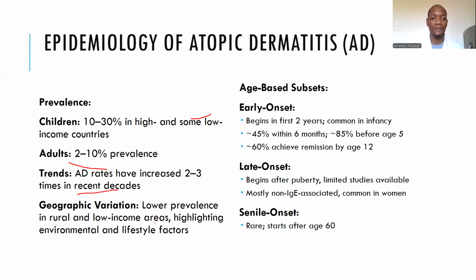and there's a projection that with increase in socioeconomic status, the cases of atopic dermatitis are going to increase. And you find that if you look at the geographical location, lower prevalences are seen in rural areas and low-income settings. And as you go to middle class and the rest, the prevalence is also increased.